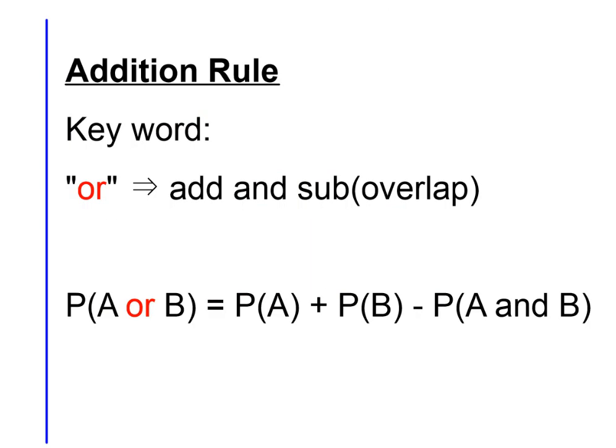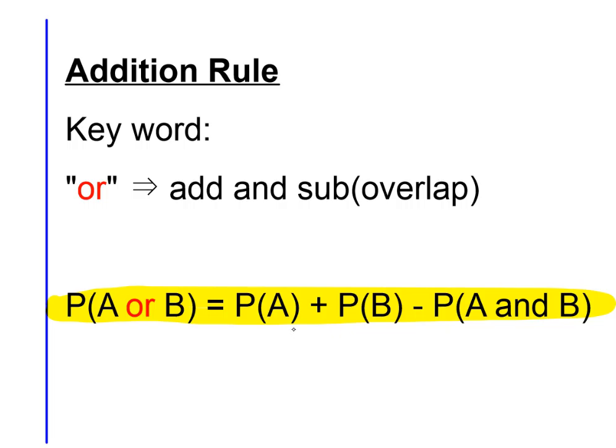In order to do conditional probabilities, we need to know what to do when we see the word or within the prompt of a probability problem. We call this the addition rule. The key word you look for is or. If you see the word or, you should add and then subtract the overlap in the probabilities. This is our formula for doing the probability of one event or another event.